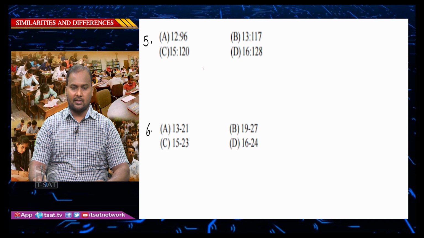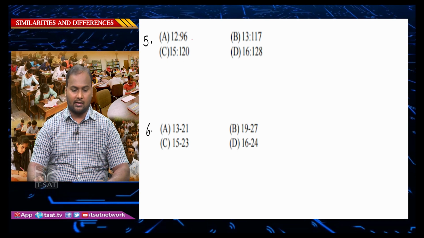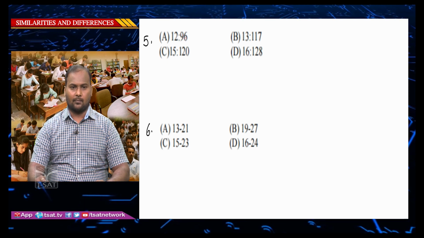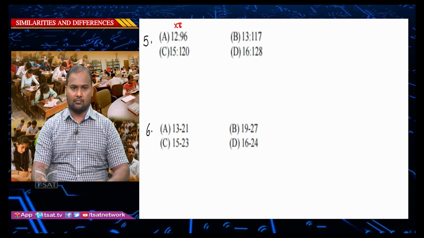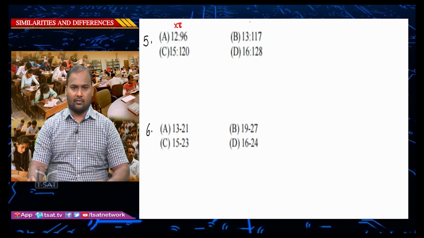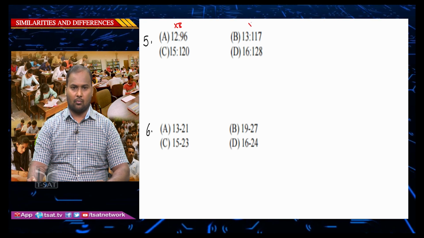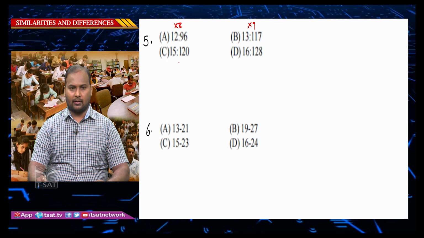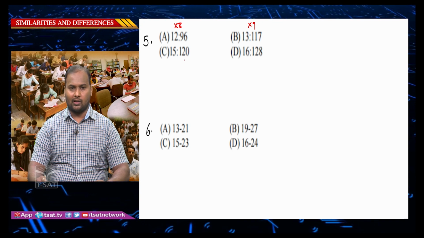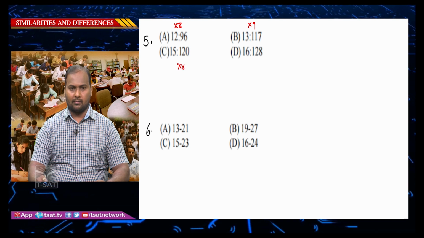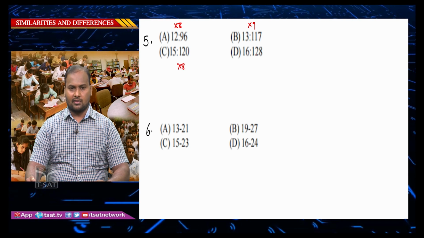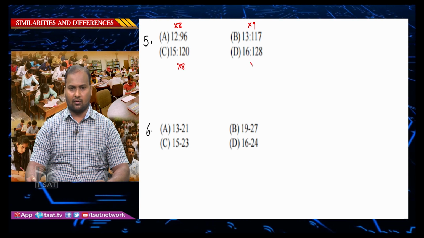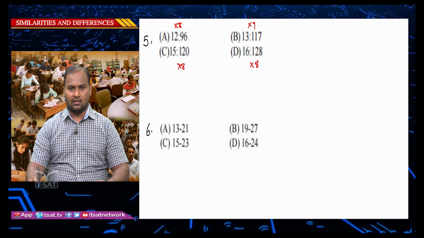But I can say this 96 is the multiple of 12. The logic here is 96 is the multiple of 12. So how many times? 8 times directly. 13 117, again 117 is the multiple of 13. How many times? 9 times. Now come to 15 120, again 120 is the multiple of 15. How many times? 8 times. In the same way 128 is the multiple of 16. How many times? 8 times. So your answer is option B.